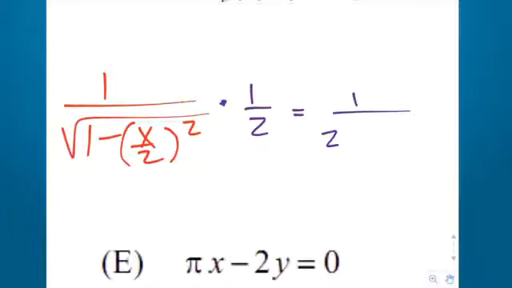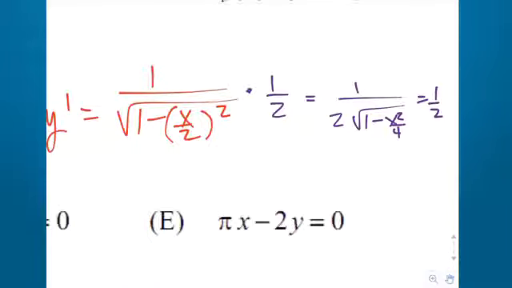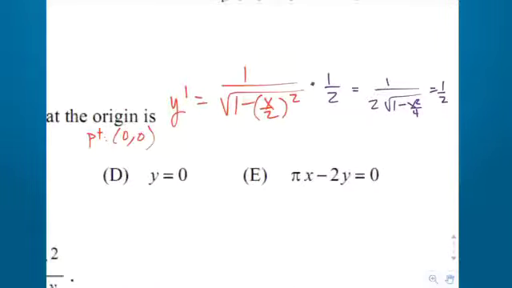Yeah, so if you simplify, you get 1 over 2 square root of 1 minus x squared over 4. And now if you plug in a 0, you get 1/2. So now the equation of the line in point-slope form is y equals the y value, 0, plus the slope, 1/2, times x minus the x value. Now, if this were a free response, you wouldn't have to do anything with that, but it's a multiple choice, so you actually have to match up the answer to what they have.